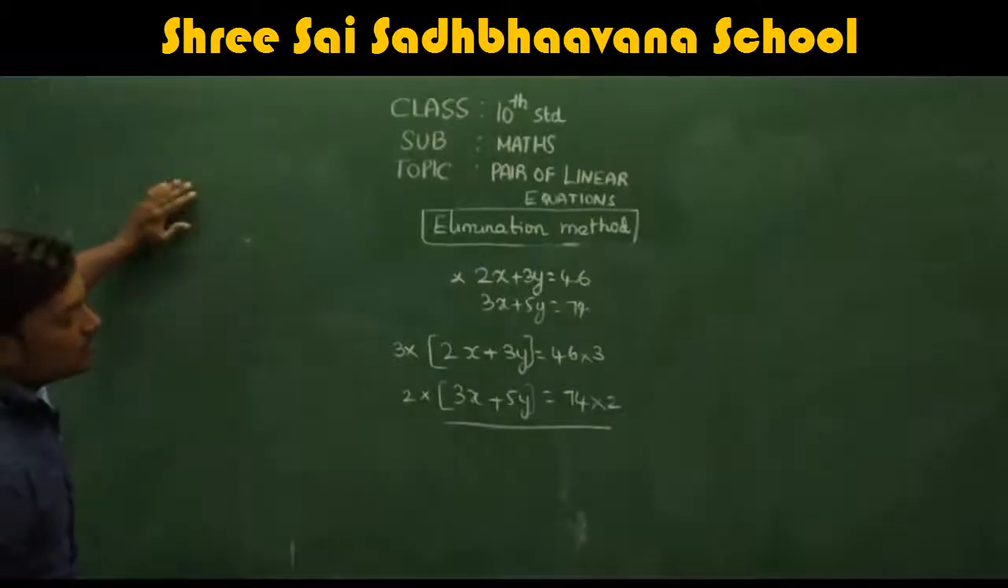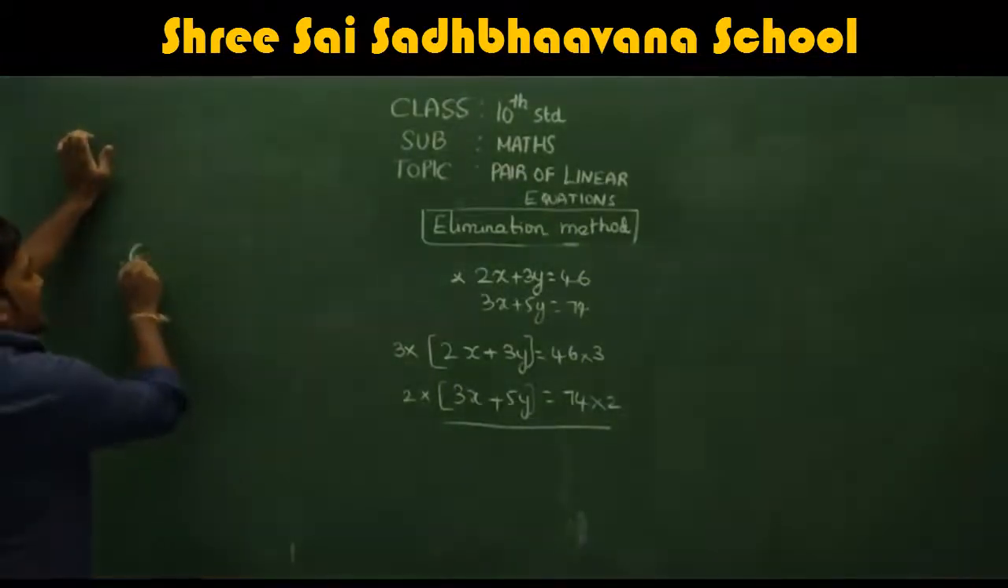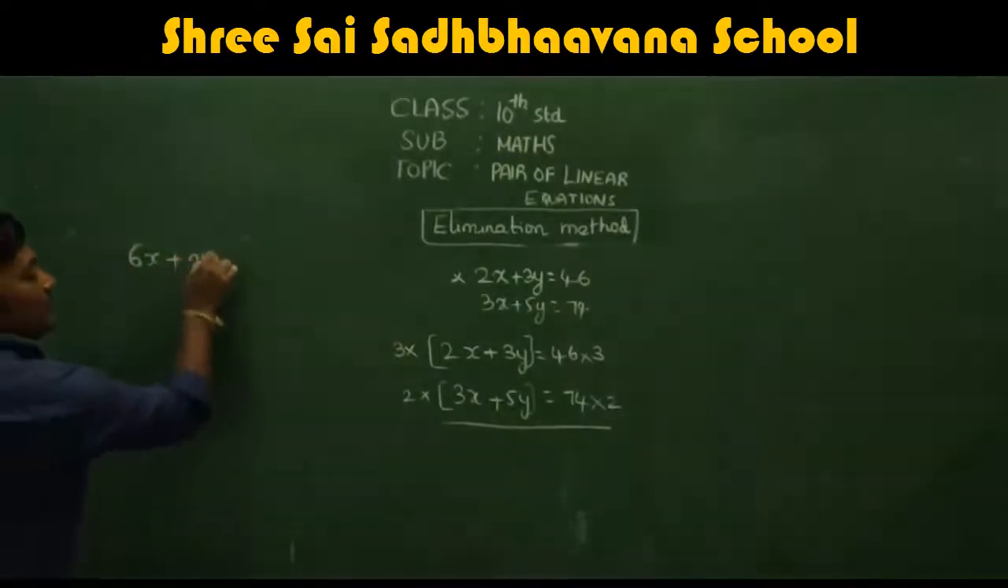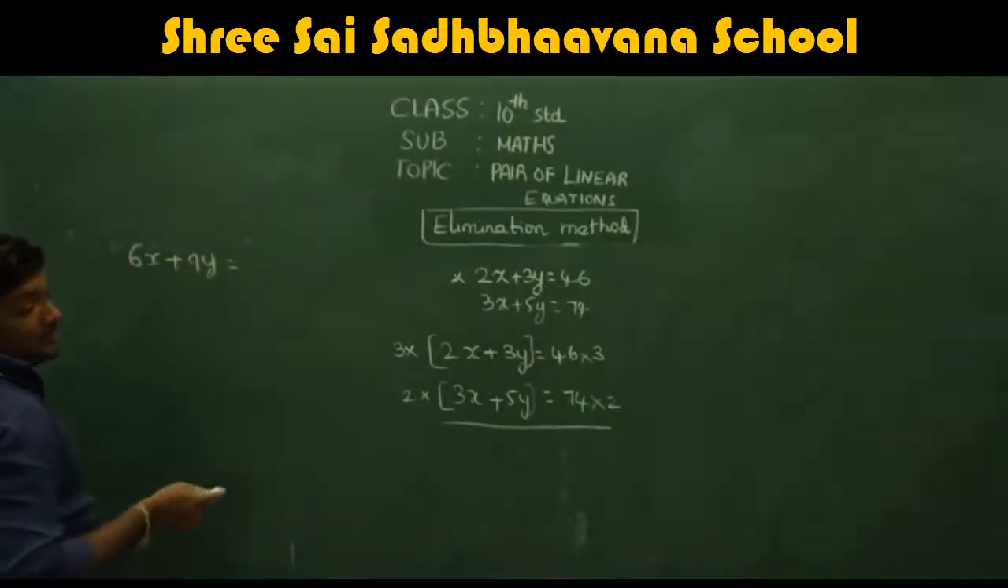Okay, now let me write here. So 3 into 2x, how much? 6x, correct? Plus 3 into 3y, 9y. So what is 46 into 3?